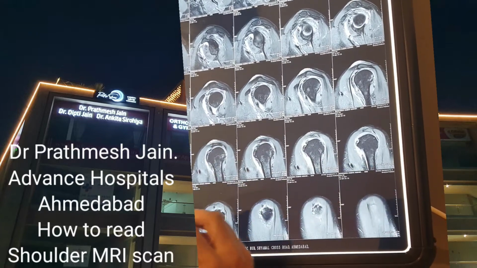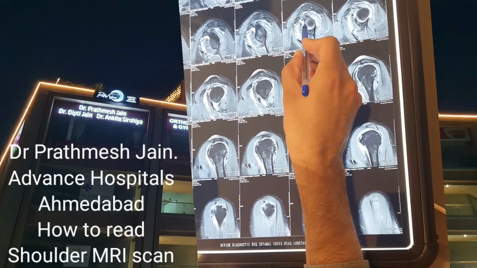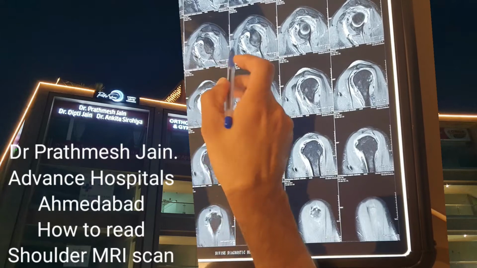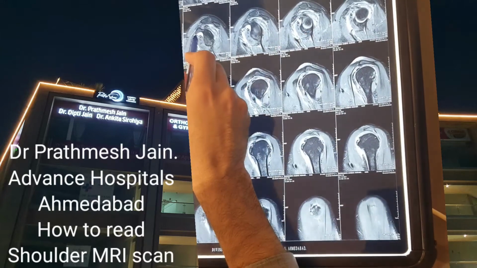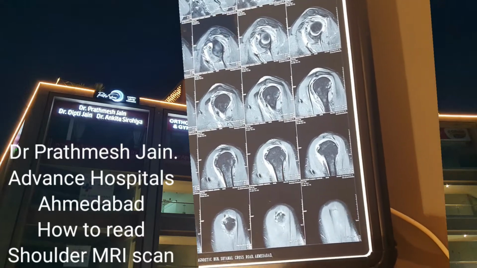The other thing that you can see here is the glenoid. Occasionally you may see some cystic changes here in cases of degeneration, but this is normal here. This is the coracoid and this is the subcoracoid space in which the subscapularis is lying normal.